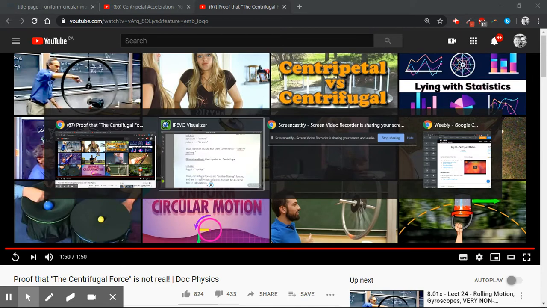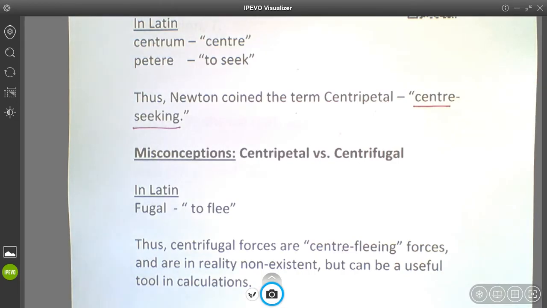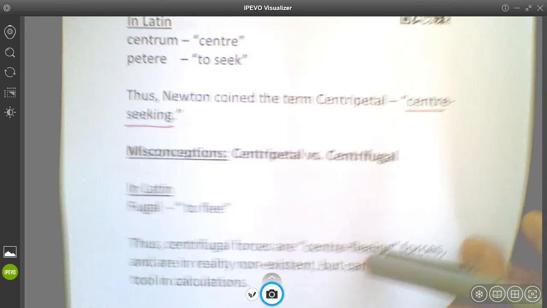Okay. So hopefully that will give you a little bit more emphasis about the idea that centripetal and centrifugal are two different things, and the idea that inertia is such a huge part of this.